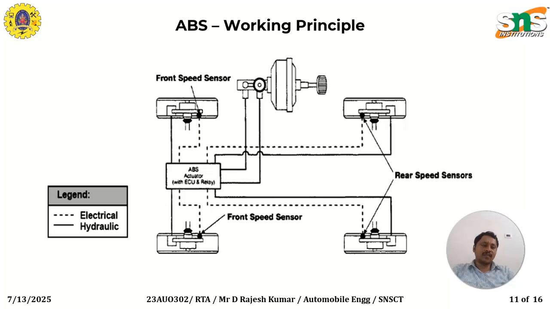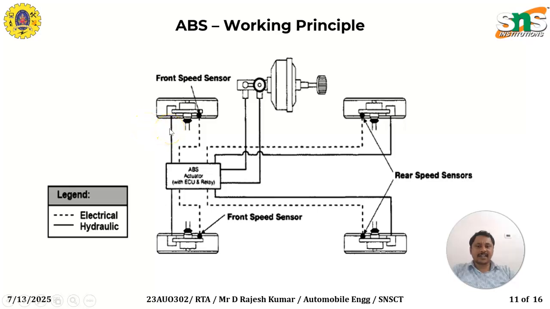There are three modes of operation in ABS braking. One is the increase in pressure, the second one is the hold in pressure, and the third one is the release in pressure. If you see this layout, the dotted line indicates the electrical flow, and the continuous line indicates the hydraulic flow. As I told you in the anatomy, you can see here all the wheels are equipped with brakes.